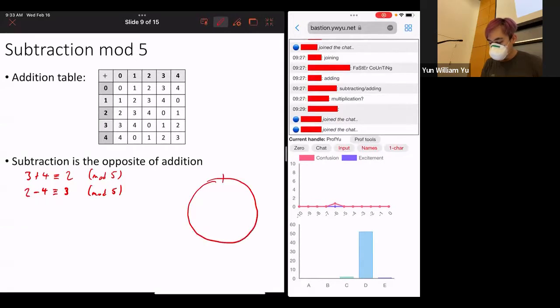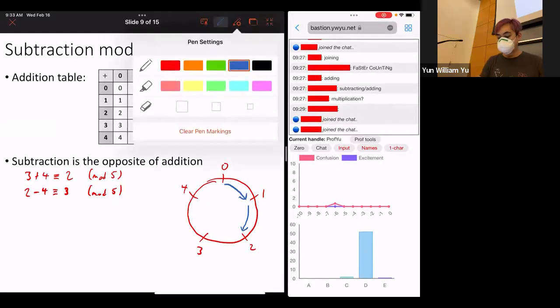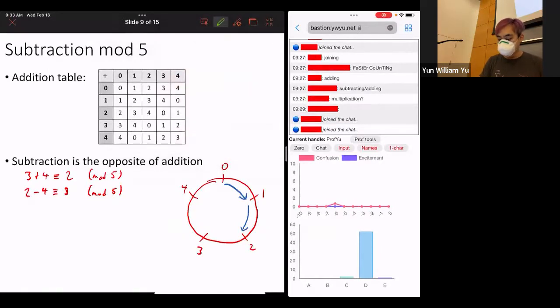So we have 0, 1, 2, 3, 4. Well, what is 2 minus 4? What we're doing is moving forward 2. So we're moving clockwise 2, but then minus 4. Well, another way of thinking about that is we go the other direction 4 steps. So if you go the other direction 4 steps, well, what is that? You go backwards 1, 2, 3, 4.